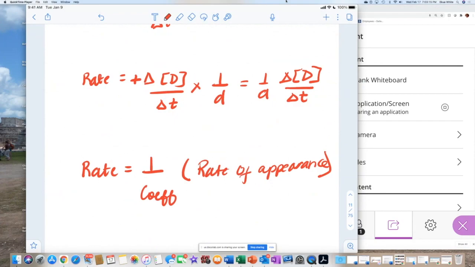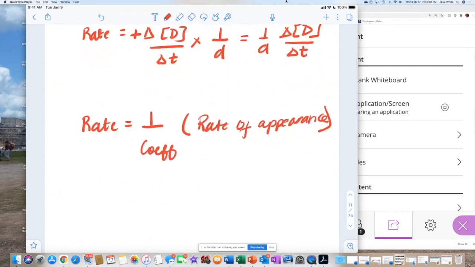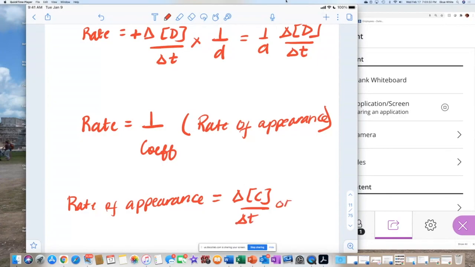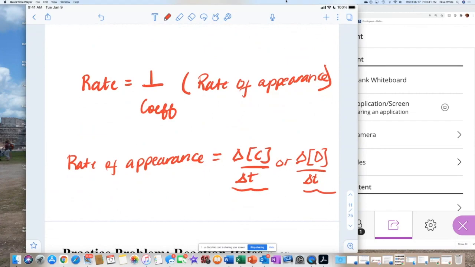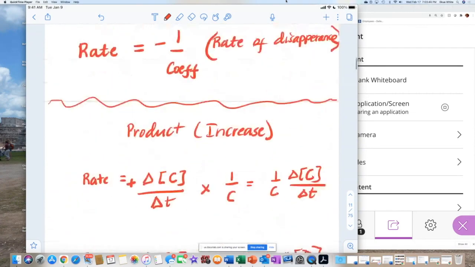So now you know if they ask you for this in this context, your rate of appearance will be, of course, delta C over delta T, or delta D over delta T. If they're asking you, they're really asking you for one of these. Appearance of the product. Over here, do I have room?